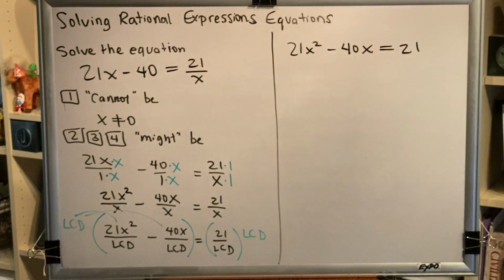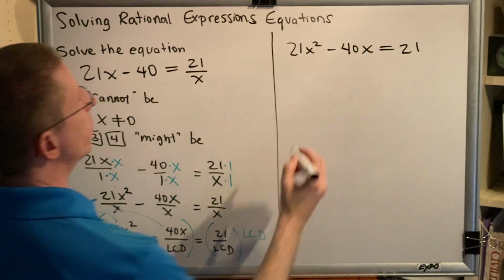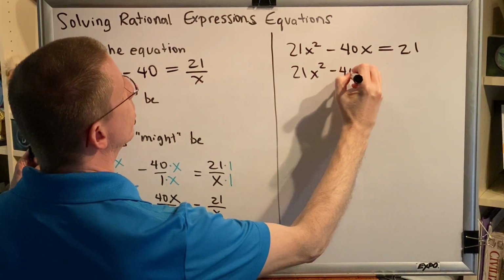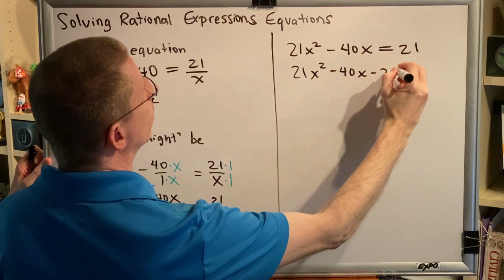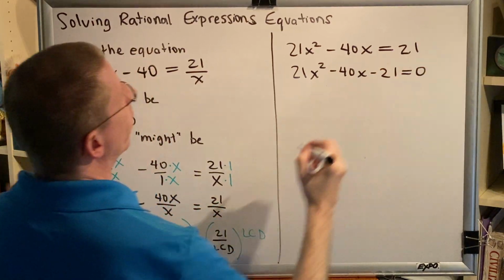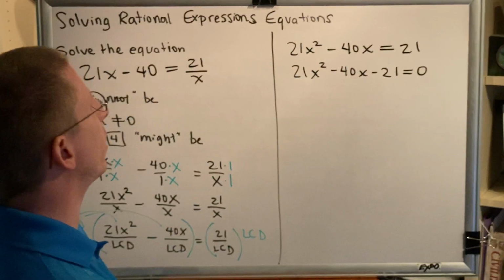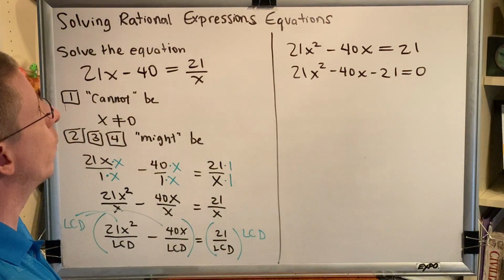All right, now we have to solve this equation. The first step is to get equal 0. So subtract 21 on both sides, and we get 21x squared minus 40x minus 21 equals 0. Now we have to solve this quadratic equation. There are several ways to accomplish this. You can factor, you can complete the square, or you can use the quadratic formula.